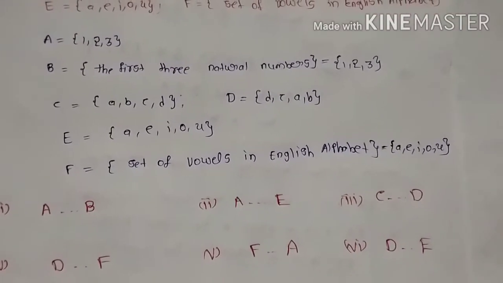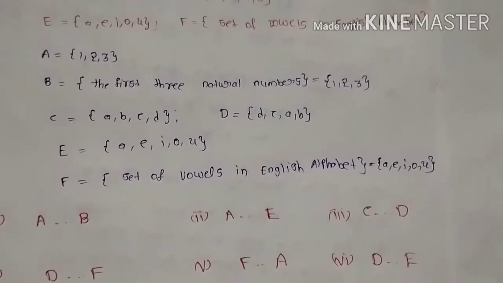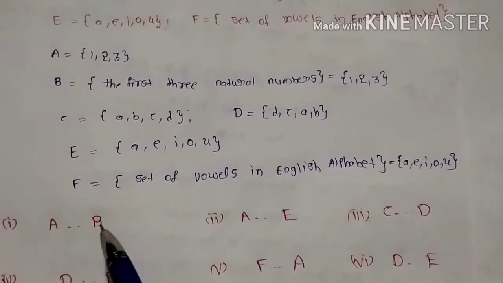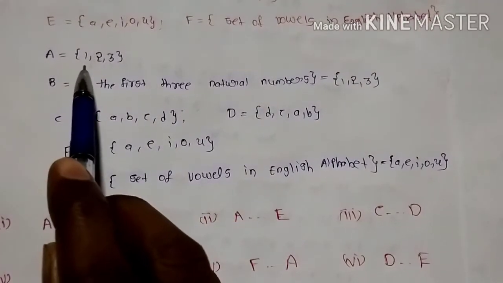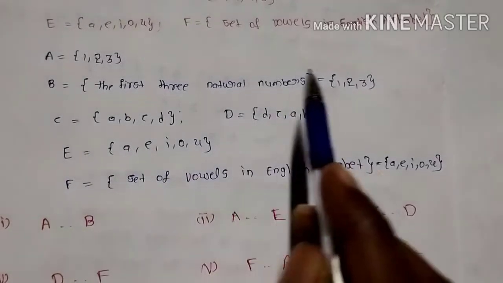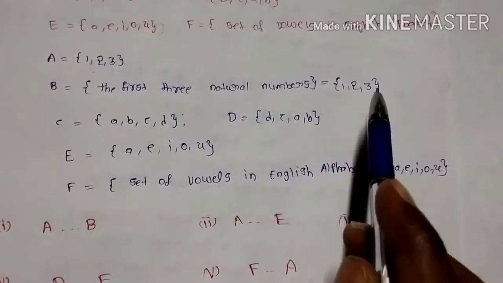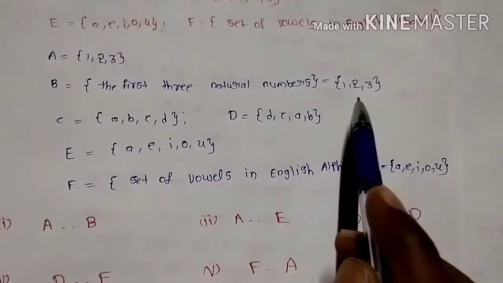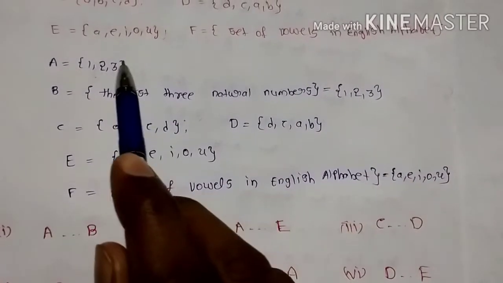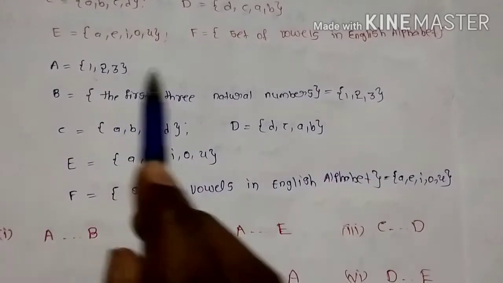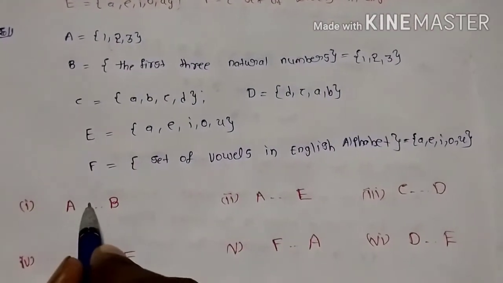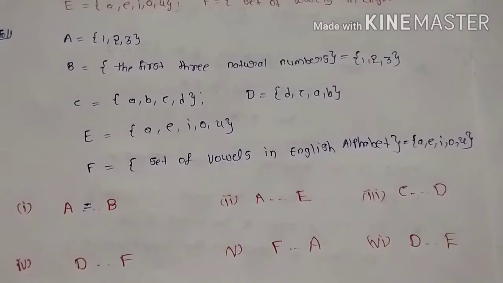Now you can see the first question: A = B or A ≠ B. A = {1, 2, 3} and B = {1, 2, 3}. That means all the elements of A are in set B, yes. All the elements of B are in set A, yes. That means both are equal, yes. You can write A = B.